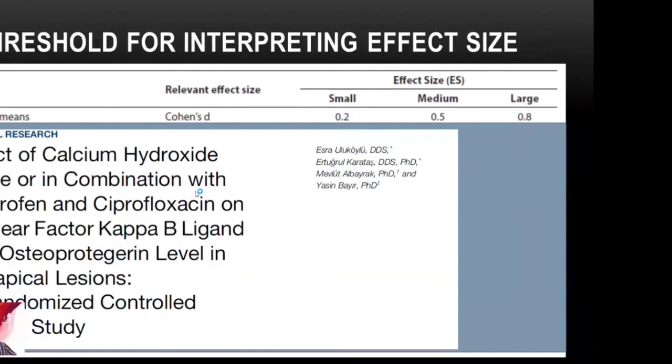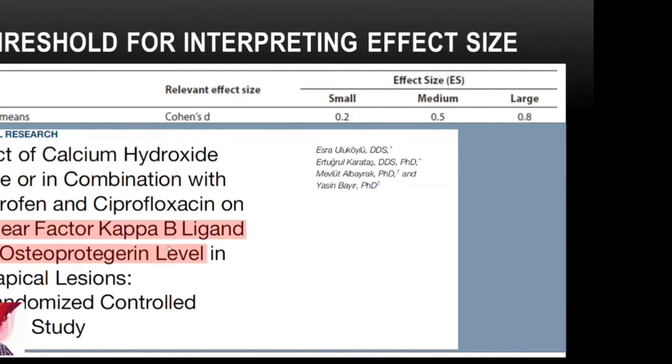In this article from JOE, they are conducting a randomized control trial to compare the effect of calcium hydroxide alone or in combination with ibuprofen or ciprofloxacin on nuclear factor kappa B ligand and osteoprotegerin level in periapical lesions. These kinds of studies are rare, right? So we won't have much clinical knowledge about this.